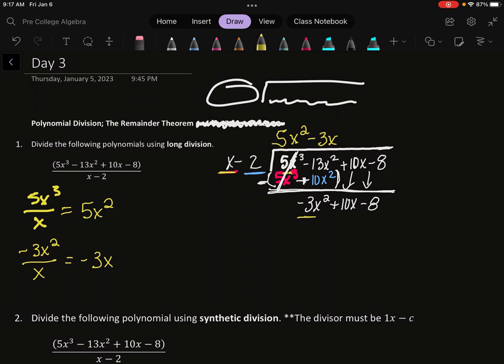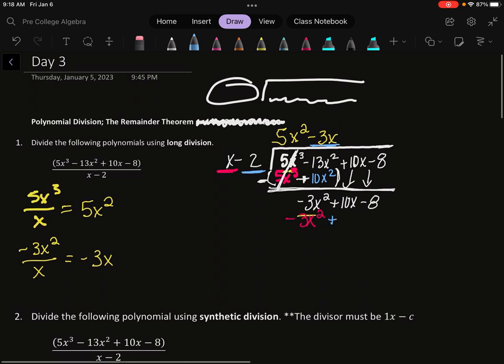So now negative 3x times x, which would be negative 3x squared. And then we have negative 3x times negative 2, which is positive 6x. And then we subtract. So as I said before, the signs just change.